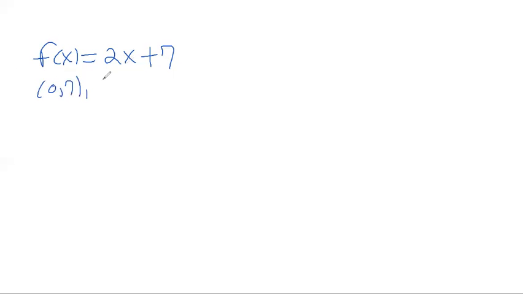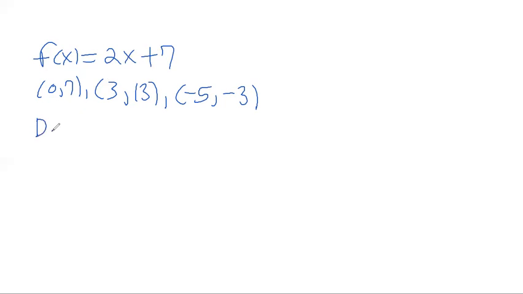And if I plug in 3, that gives me 2 times 3 is 6 plus 7 is 13. If I plug in -5, well, 2 times -5 is -10 plus 7 is -3. So for every x, there can only be one y. So that means the domain can be anything.